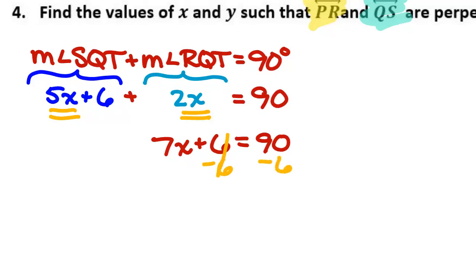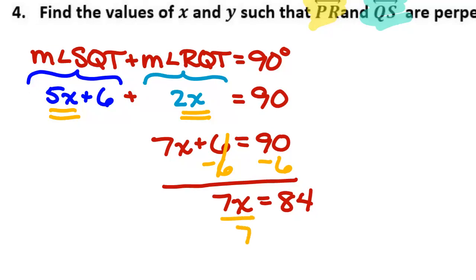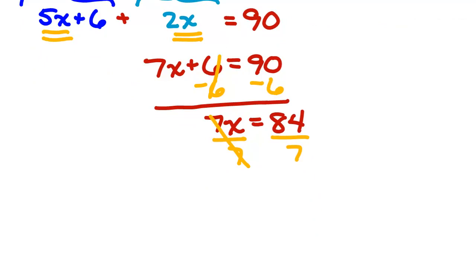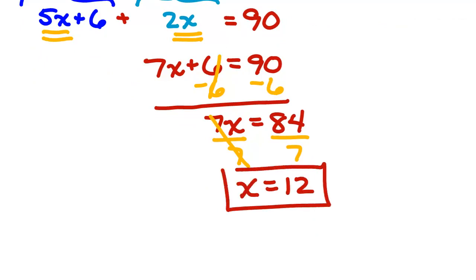We minus 6 from both sides. What's 90 minus 6? 84. And then we divide both sides by 7. What is 84 divided by 7? 12. X is 12.